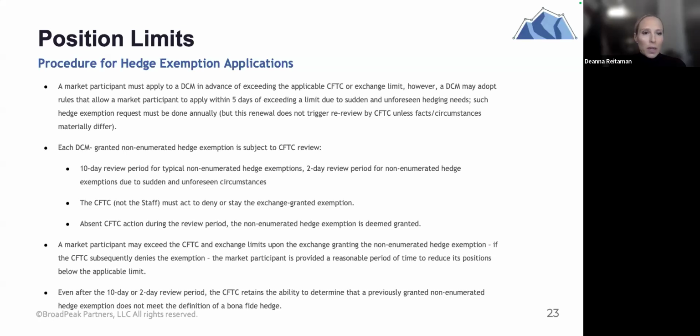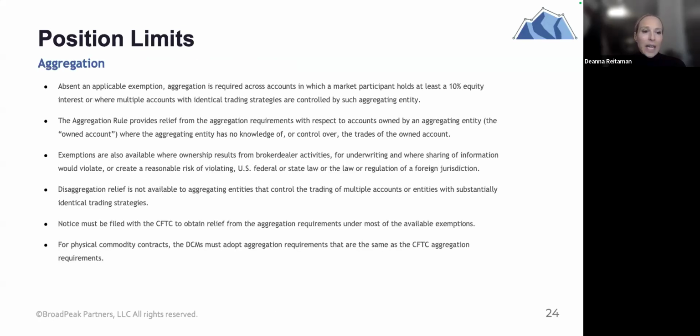So if you can go to slide 24, now we're going to talk about aggregation from the legal and regulatory sense with regard to your position. And this is a tough one for folks, because a lot of people think, oh, this can't apply to me because we don't even know what they're doing over at XYZ sub company. But this is a bright line rule, right? Aggregation applies to all positions for market participants if that market participant holds at least 10% equity interest, or where there are multiple accounts with identical trading strategies, they're considered controlled trading strategies, and therefore you must aggregate your position with that 10% equity entity or the controlled position entity.